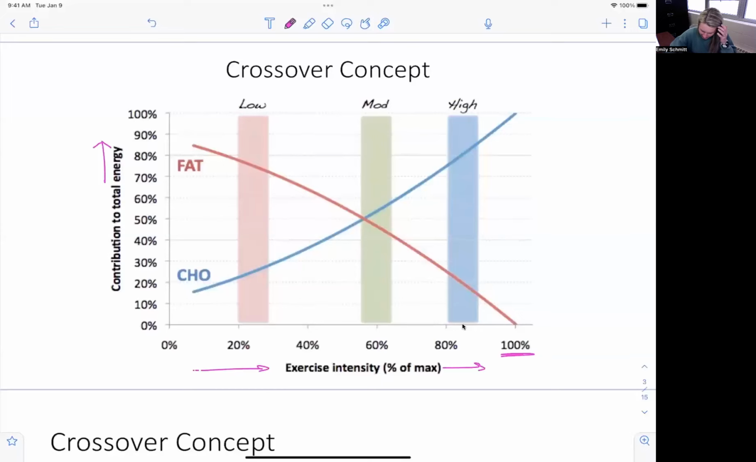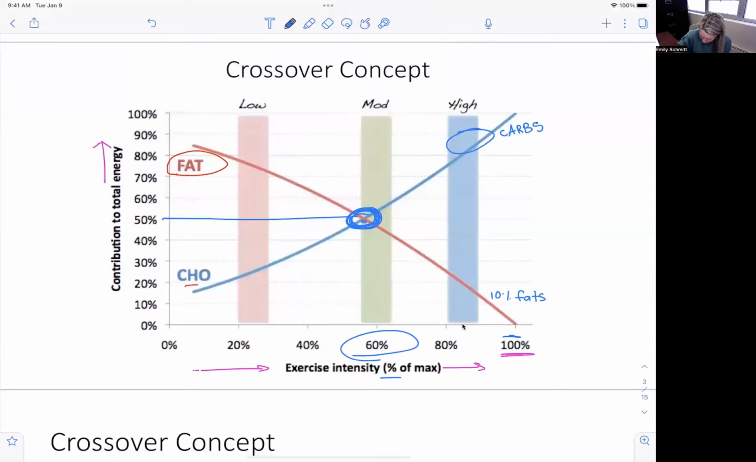Let's go ahead and look at our fats. If we have a low exercise intensity, so a low percentage of your VO2 max, we know that we are mainly utilizing fats and not so much carbohydrates. However, when that exercise intensity increases to 100%, we are using a lot of carbohydrates and probably only about 10% fats, 10 to 0% fats. So really what we're talking about is this crossover concept, this spot right here at just shy of about 60% intensity, between 50 and 60% here, is when we see 50% contribution of carbs and 50% contribution of fats at around 60% intensity.